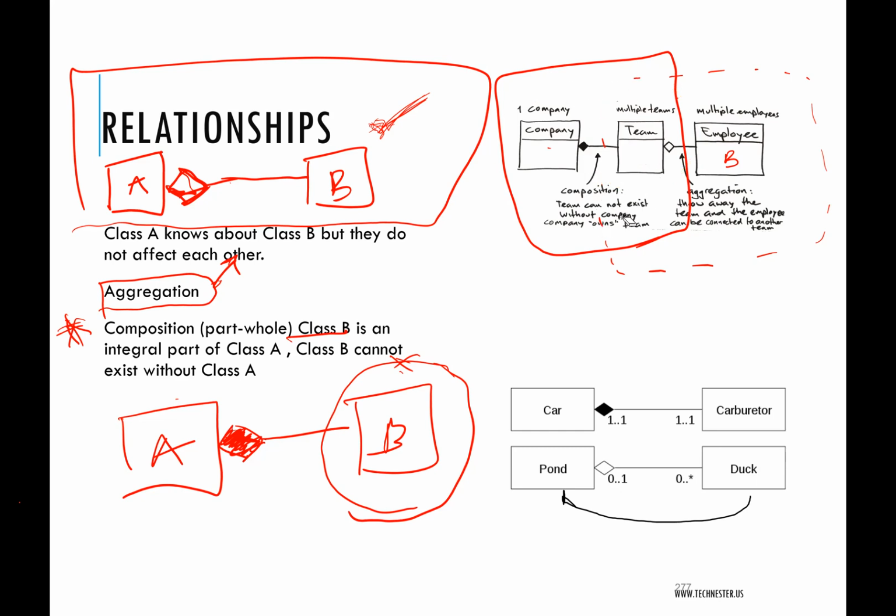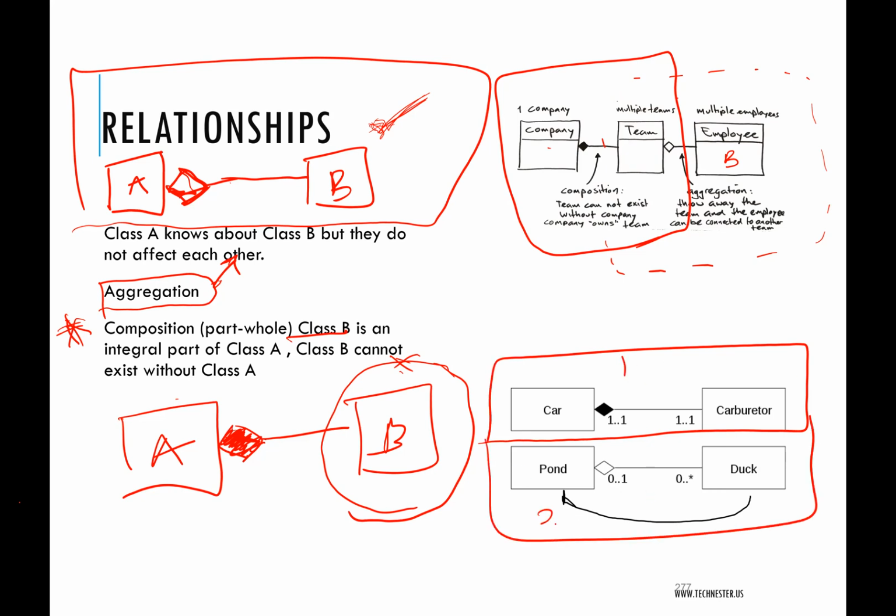So that's the composition relationship. Now you can see that example. We can use that knowledge to analyze these ones, 1 and 2. So for 1, we have carburetor and car. We can explain the relationship here. Number 1, is this a composition relationship or an aggregation relationship?